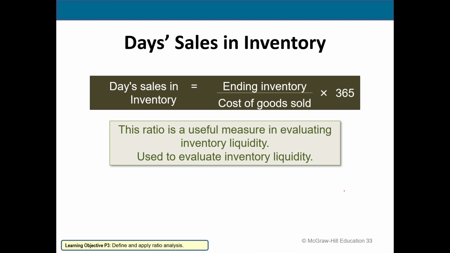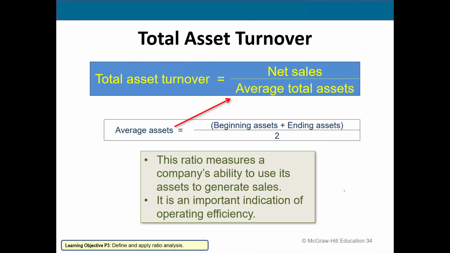Okay, and then our days sales in inventory. Again, we're trying to find out how many days our inventory is on hand. Because the longer we have our inventory, the longer we run the risk that the inventory may become obsolete or be damaged, and our costs increase because we have to have a warehouse for the inventory, have security for the inventory, etc. So this is an important piece of information.